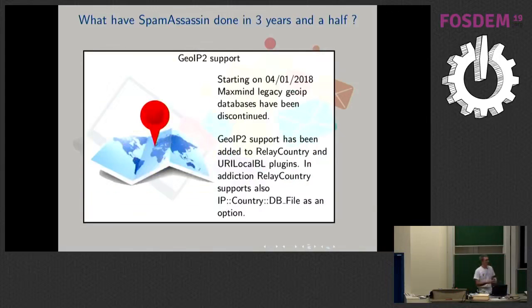Then another thing we developed was GeoIP2 support, because MaxMind is the biggest player in geolocalization, and they decided that starting from last April, they would not have more support for the legacy GeoIP database, and they are pushing for the new version. The problem is that the new version with Perl is either very slow or x86-64 only. So we developed the plugin for MaxMind, and in the same plugin we also added support for the IP country DB file as an additional option.